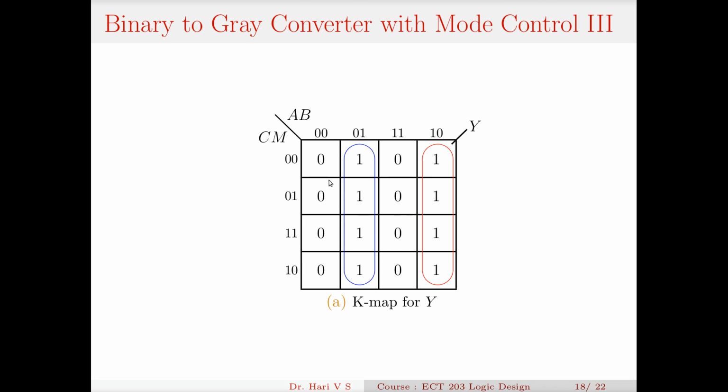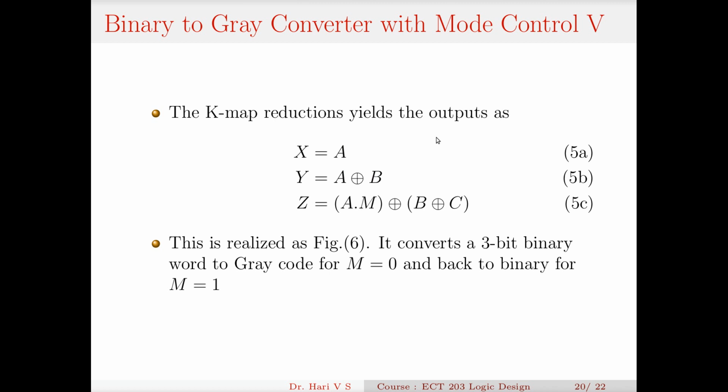Now you can see that if you look at this blue oval, there are two quads in this. One is marked in blue and one is marked in this red oval. Here you can see that the minterm corresponding is A bar B. Here it is A B bar. So on OR-ing it becomes A XOR B. Y is A XOR B.